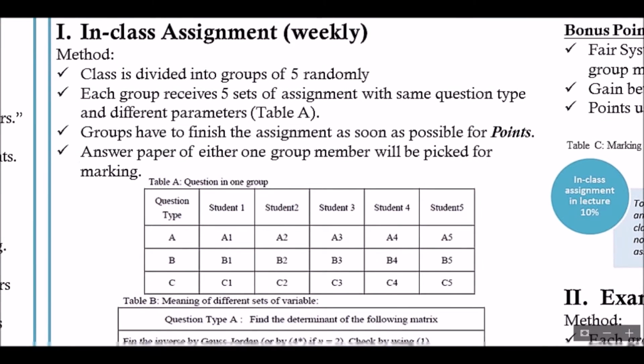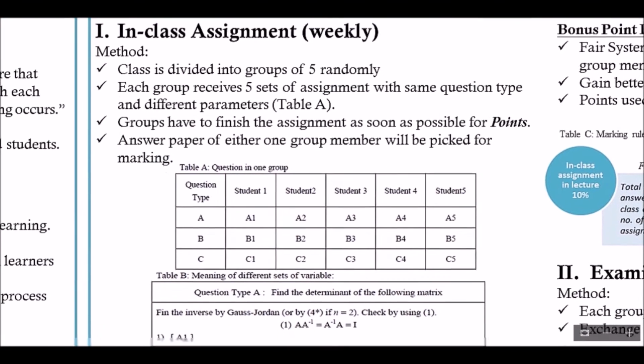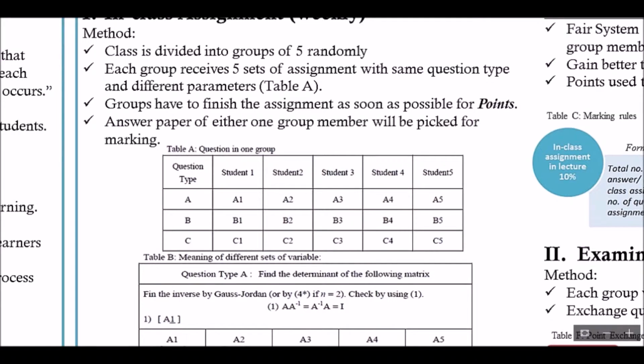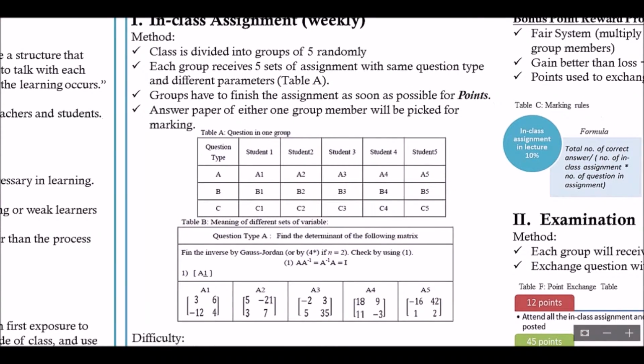First, to prevent cheating, each 5 students will be randomly picked as a group, and each group will receive 5 sets of assignments with the same question type but different parameters. For example, in Table A, we can see that each student receives a set of assignments that contain the same question types A, B, and C.